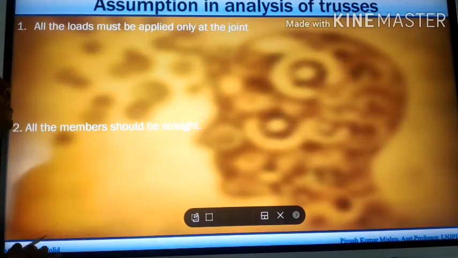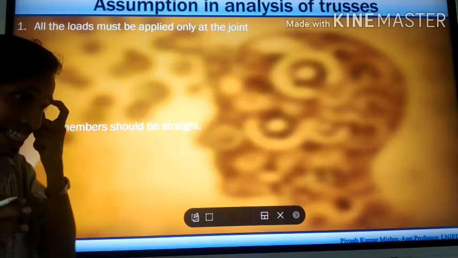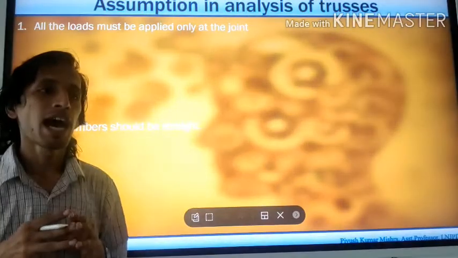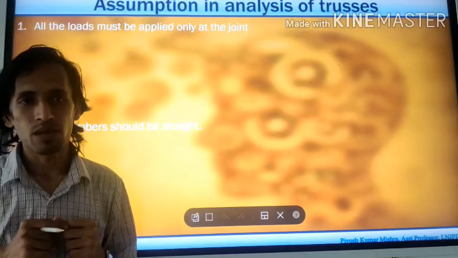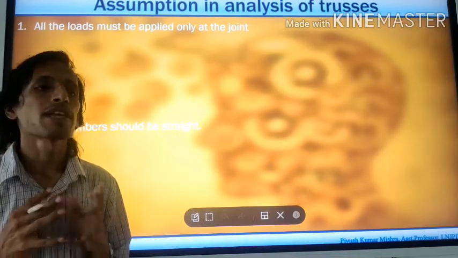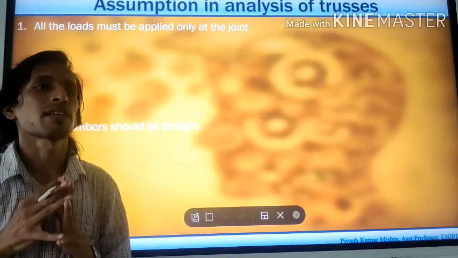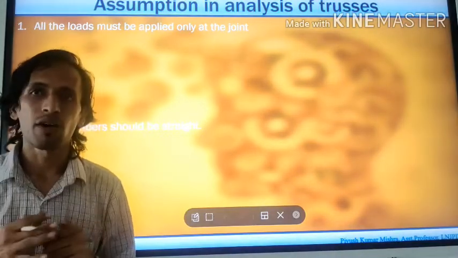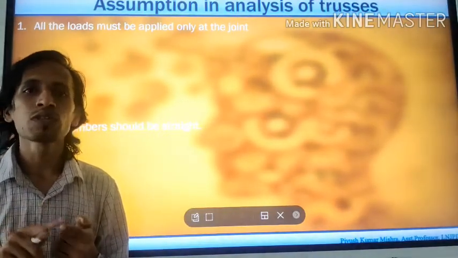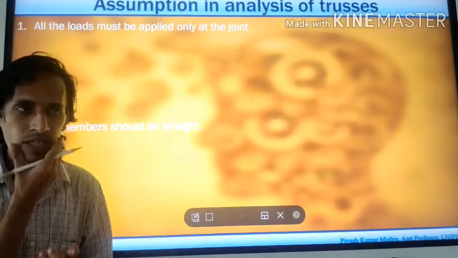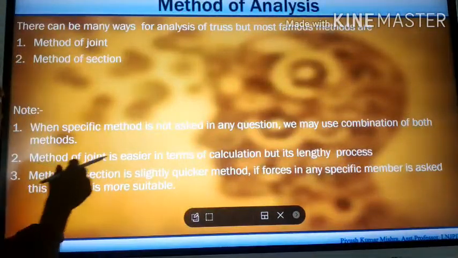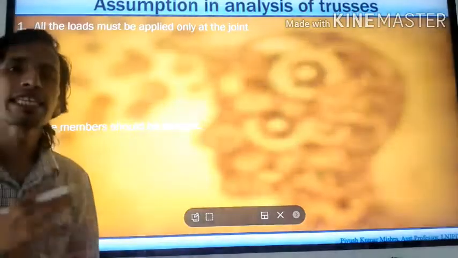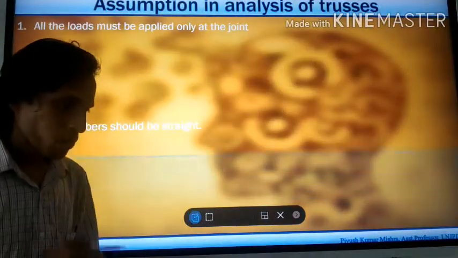Moving ahead. Now we are more focused on how we do analysis of the trusses. We are not bothered about what trusses are, how they are made, and where to use them. This kind of question we are not interested in right now. Right now we are interested in how to do the analysis of the structure. So what do you mean by analysis?